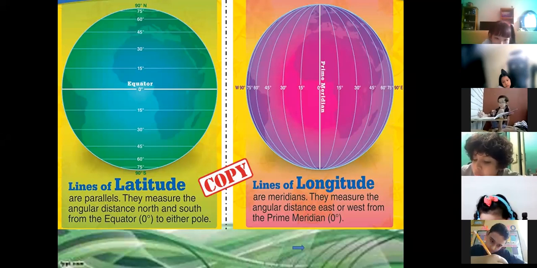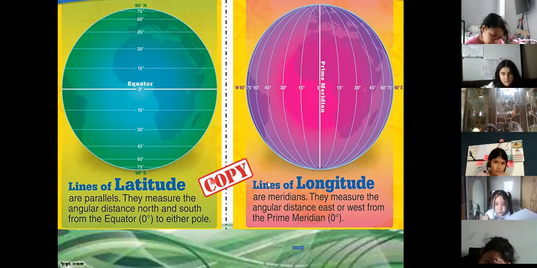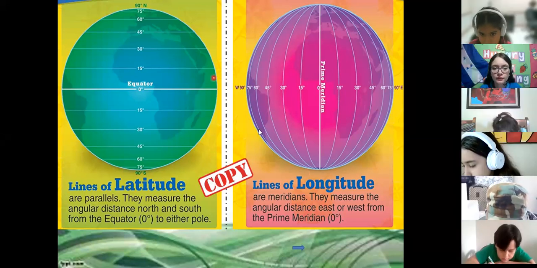Miss, tell me, what is the title? Remember that the title is latitude and longitude. This is the title, latitude and longitude. That's summary number 1.